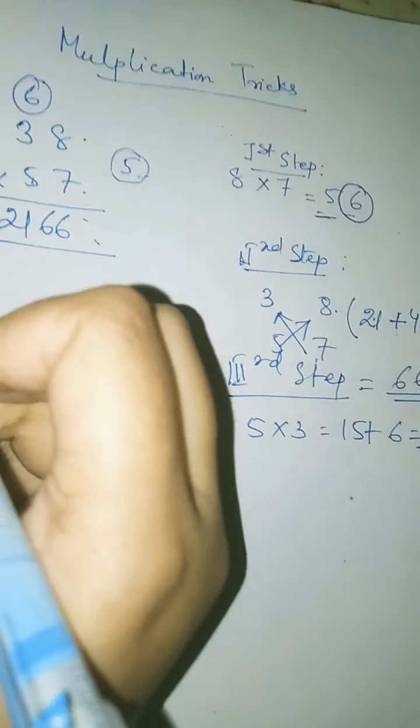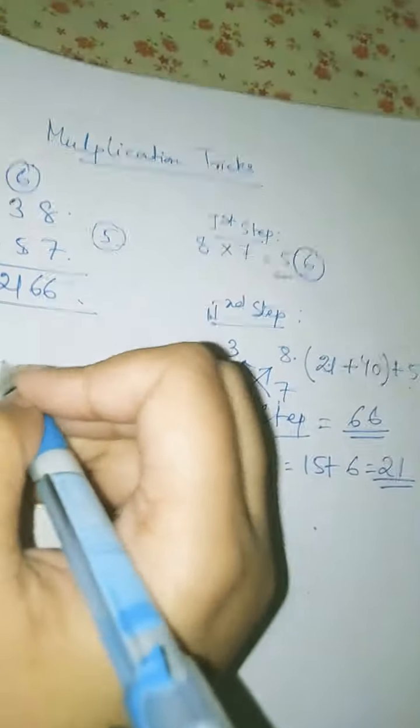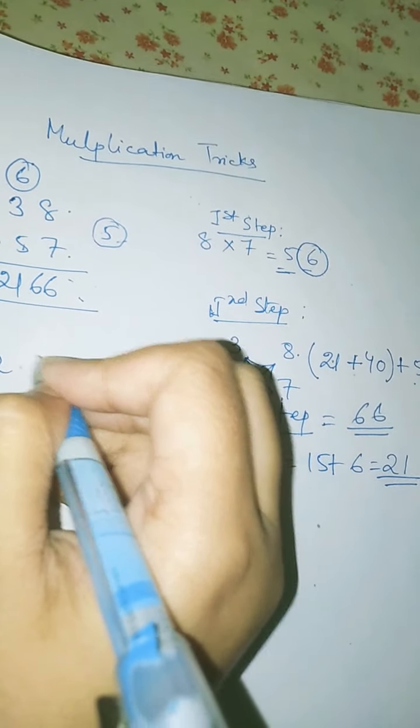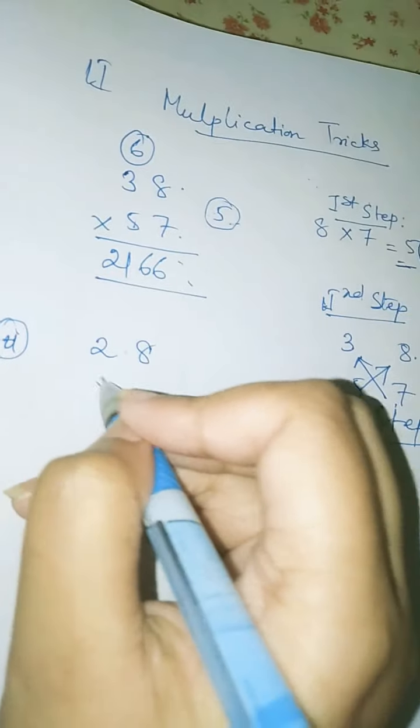So now the second question is 28 into 97.